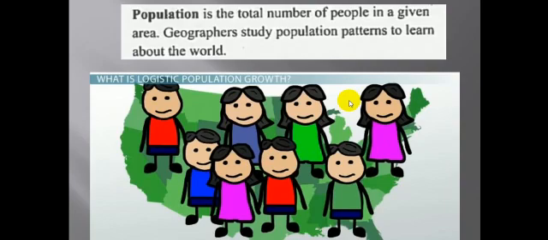So we choose any area like Cairo, for example, and we will calculate all the people who are living in Cairo, and this number will be the population. Let's say 3 million, 4 million people. This is the population of Cairo. And why do we have to know about these numbers? Because the geographers like to learn about the world, and to know more and more about these population numbers.